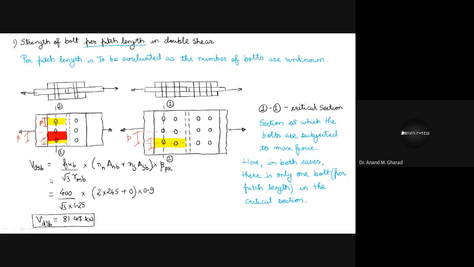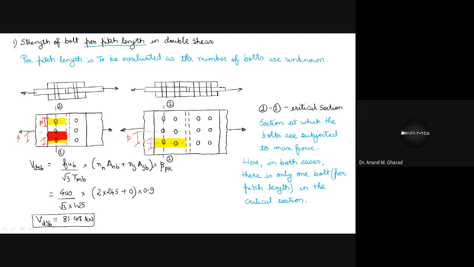So over here, what we need to do is anticipate. First of all, we need to find out the number of bolts which will be required, and that value should be per pitch length value. I will be explaining this once we go to the next numerical. Fine. So, strength of the bolt per pitch length in double shear.